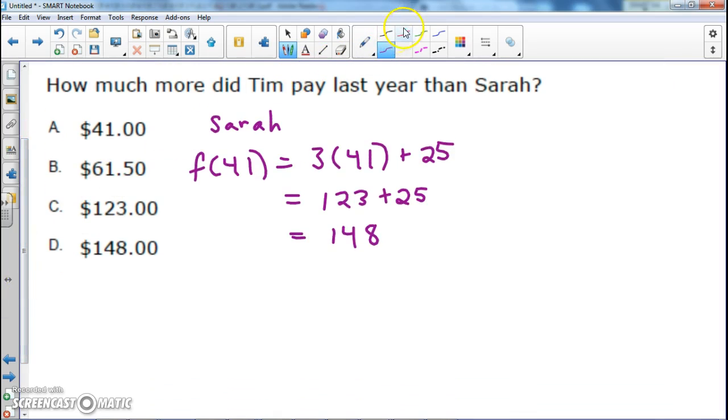For Tim, we first need to find out how many movies he rented. He rented twice as many as Sarah. So 41 times 2 equals 82. So Tim rented 82 movies.